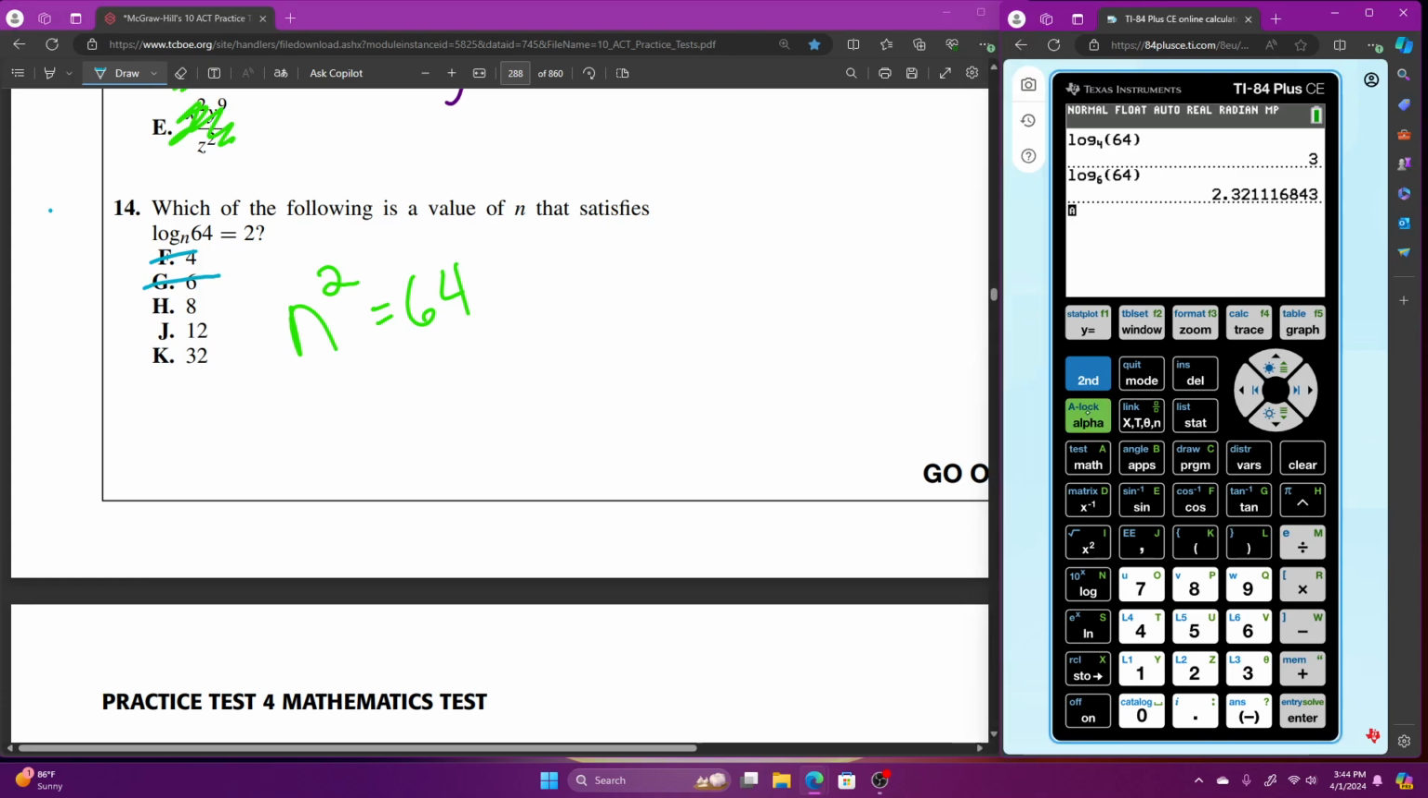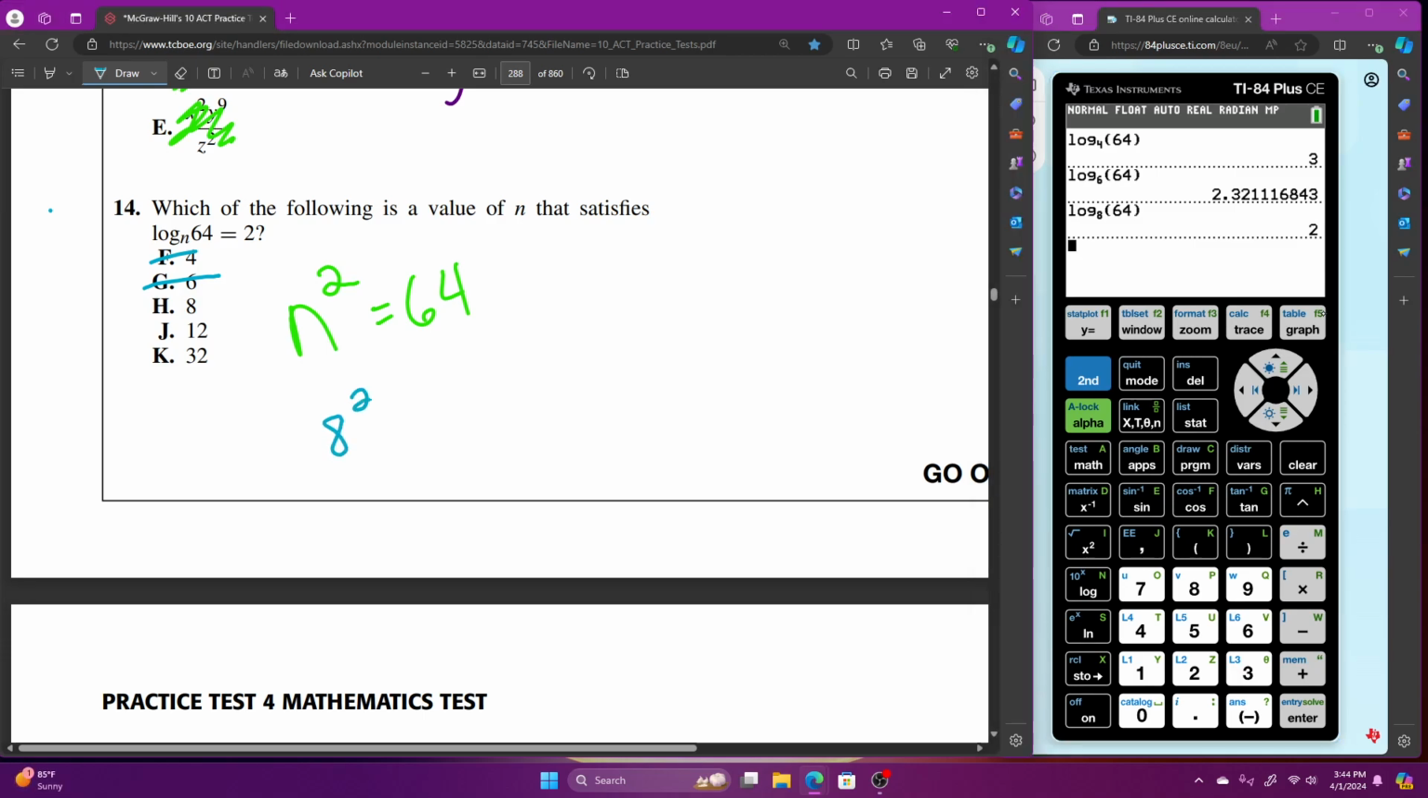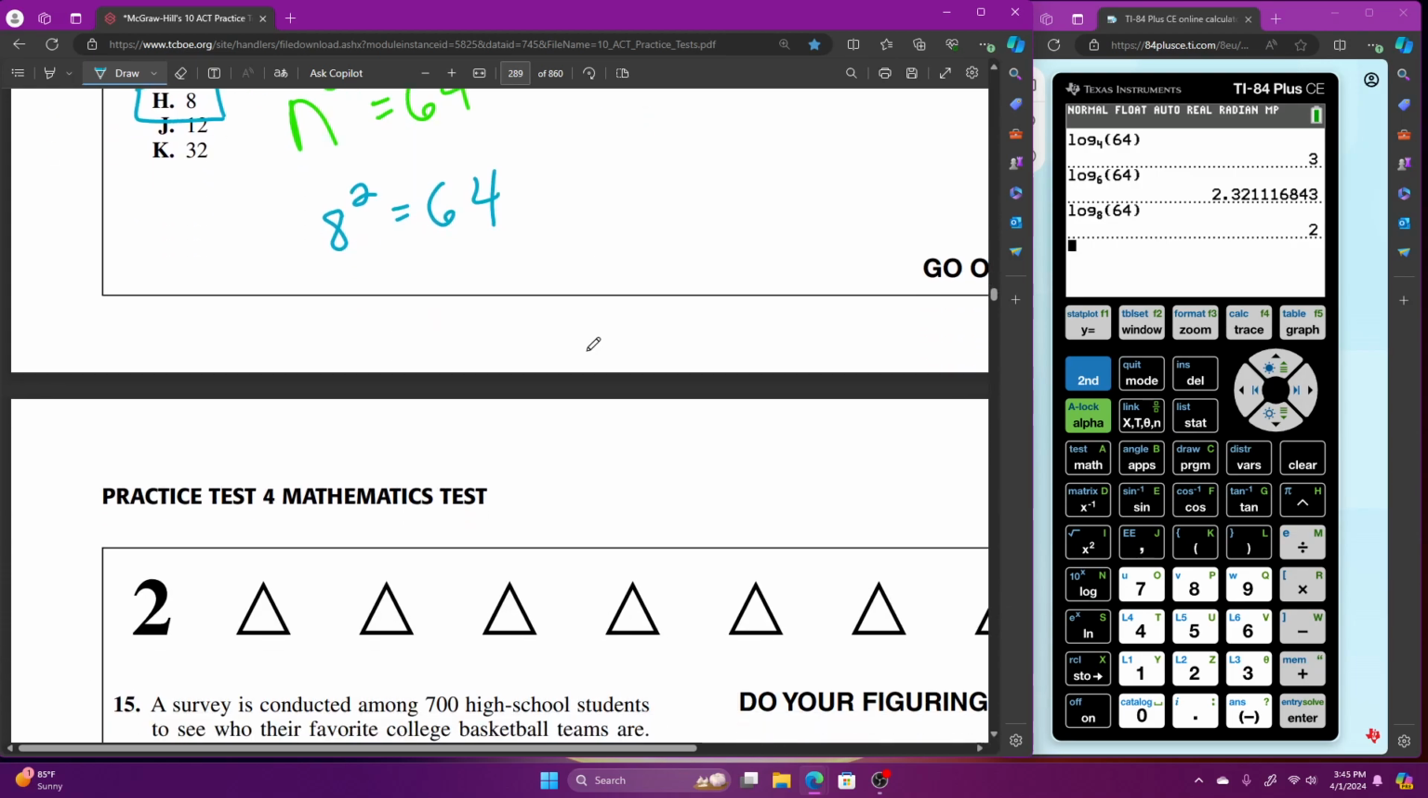And then one more time, log base 8 of 64. Of course, that does equal 2, because 8 to the power of 2 equals 64. 8 squared equals 64. Now we can continue onto the next page.